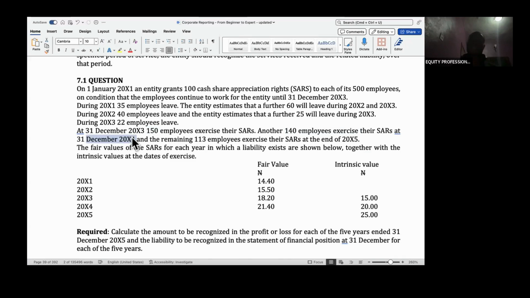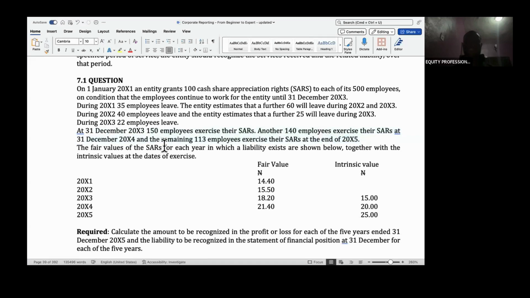Unlike equity settled, that is measured at the grant date, and immediately the vesting date is here, they want to get their shares and exercise and pay whatever it is they need to pay so that they can get those shares. But for cash settled, they don't necessarily exercise all at the same time. So 140 exercise in 2004, and the remaining 113 exercise at the end of 2005. Right. So we need to address all of this.